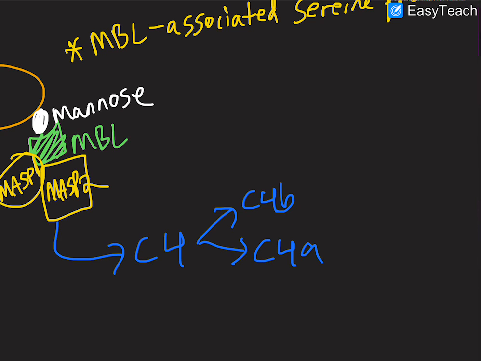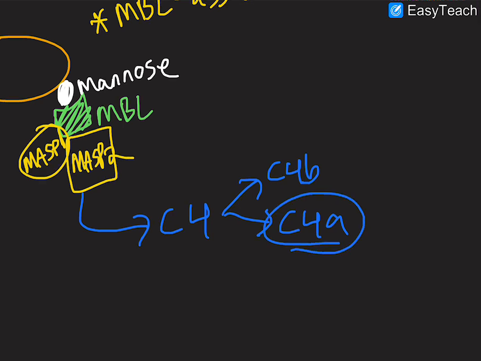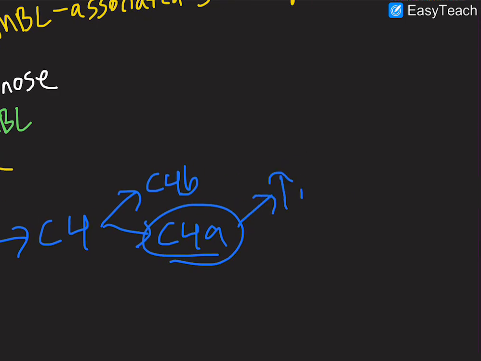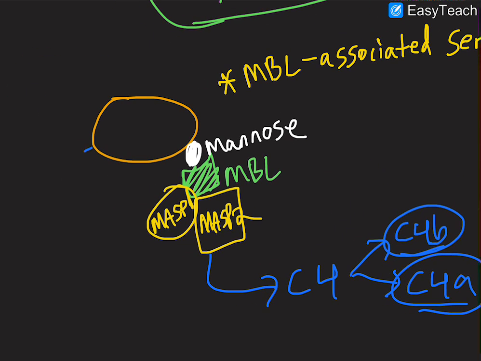And what's that going to lead to? C4b is going to be the one to bind, but we know C4a induces mild inflammation. We talked about this when we did the classical pathway. C4b is going to be the complement protein that actually binds the microbial surface. So I'm going to represent that right here. This is going to be C4b.